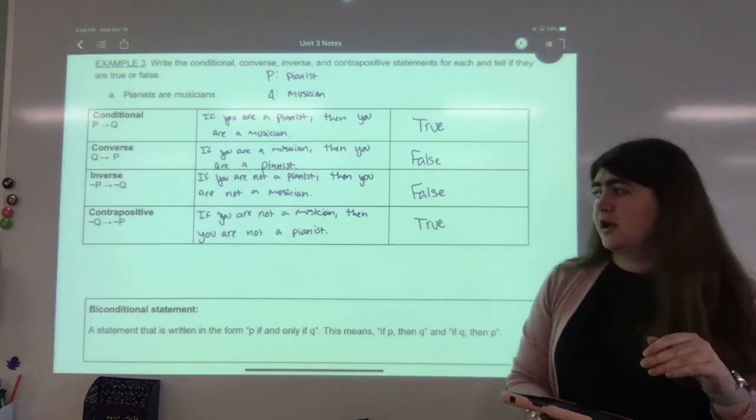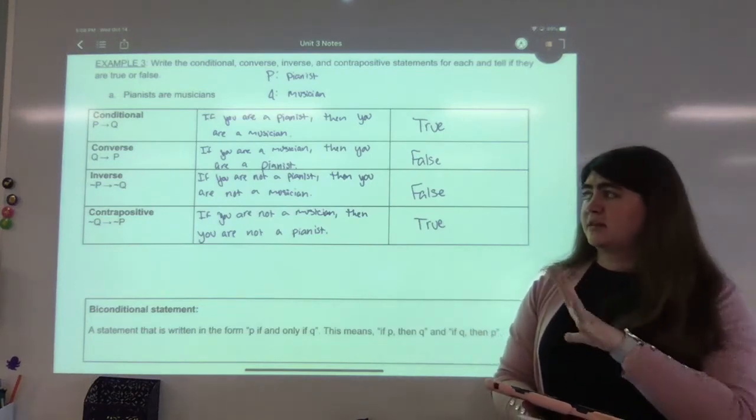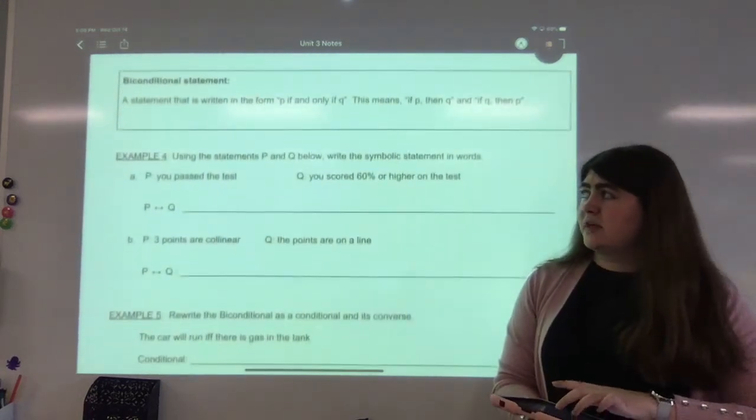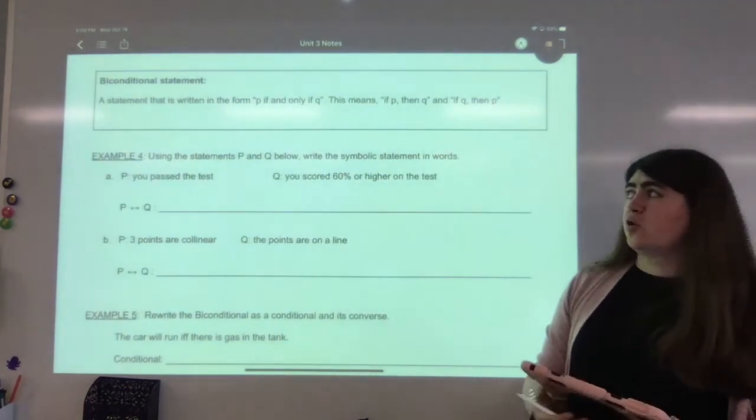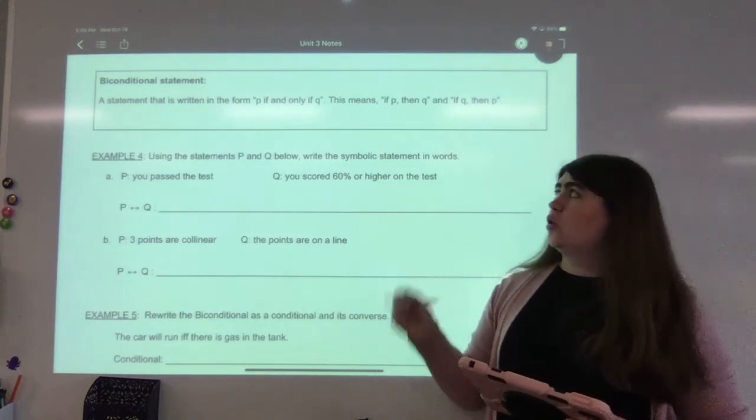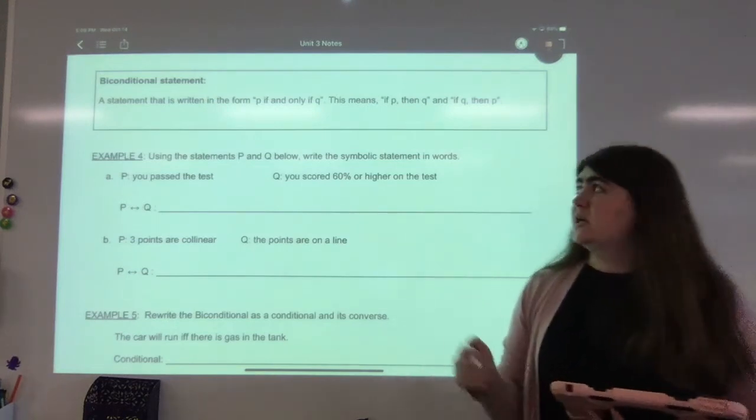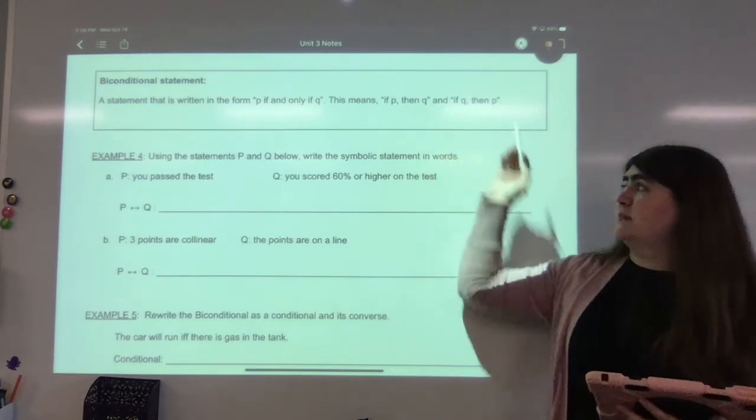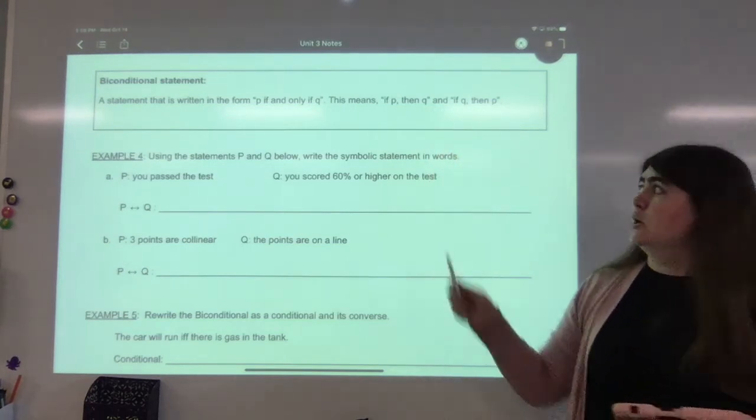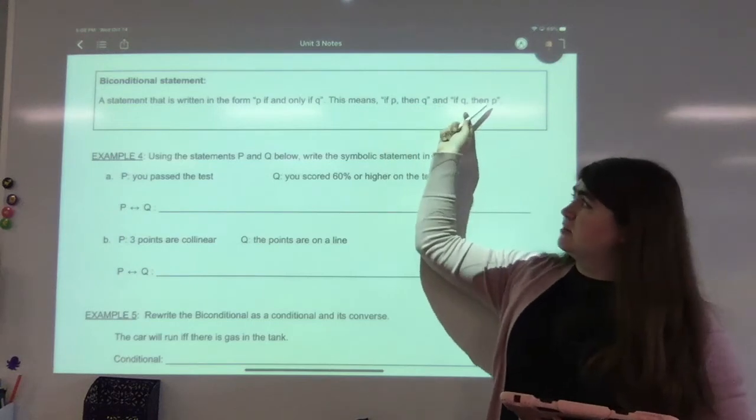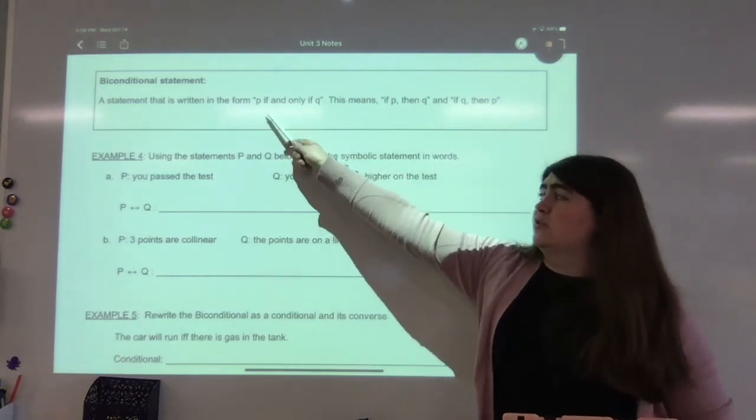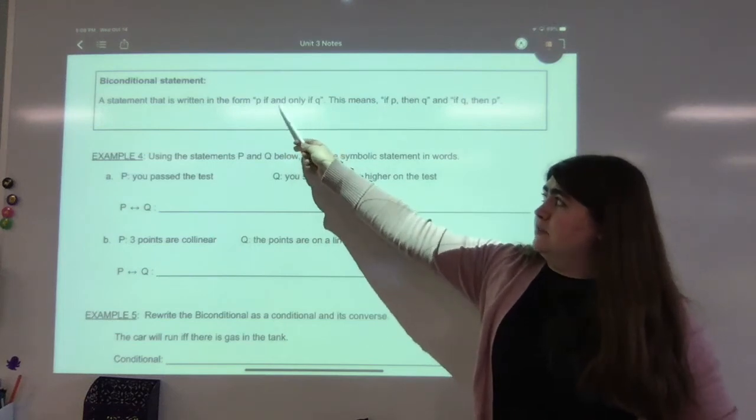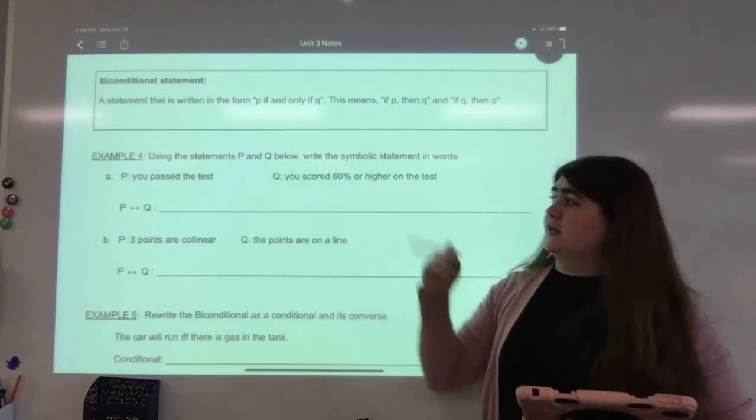Alright, so those were all conditional statements. Now we're going to take a look at biconditional statements, which takes some of these pieces and mixes them together. So a biconditional statement is a statement that is written in the form P if and only if Q. This means if P, then Q, and if Q, then P at the same time. Both of these statements are inside this one statement. So it reads from left to right: if P, then Q, and if Q, then P. P, if and only if Q.